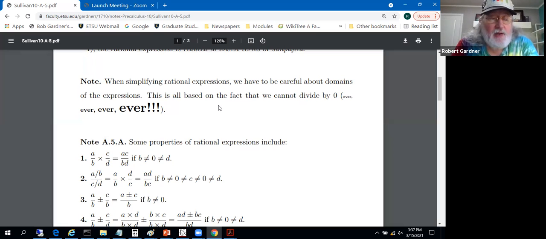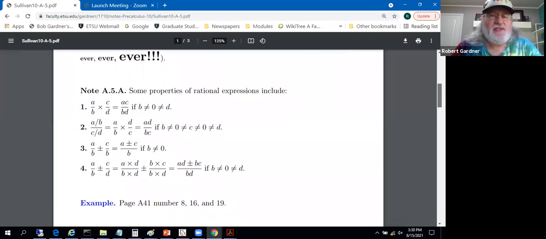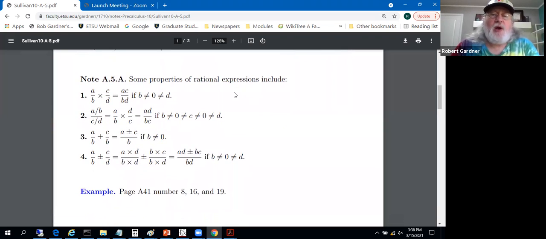When we simplify, we cancel terms and possibly lose information. Well, you can't lose this information for reasons related to division by 0. And we'll illustrate this with a whole bunch of examples, as always. Some properties of rational expressions include A divided by B times C divided by D is simply the product of the numerators divided by the product of the denominators. Oh, if we don't divide by 0. Get used to looking at this. We're going to say this a bunch. Really with an eye towards calculus, mostly.